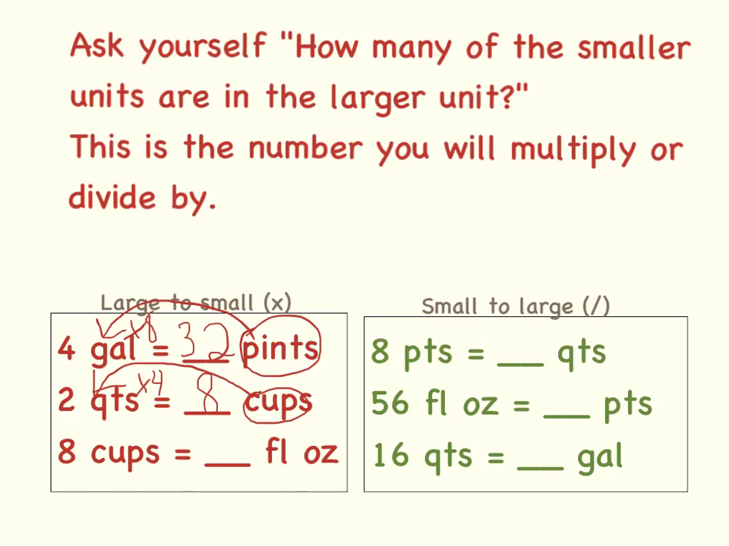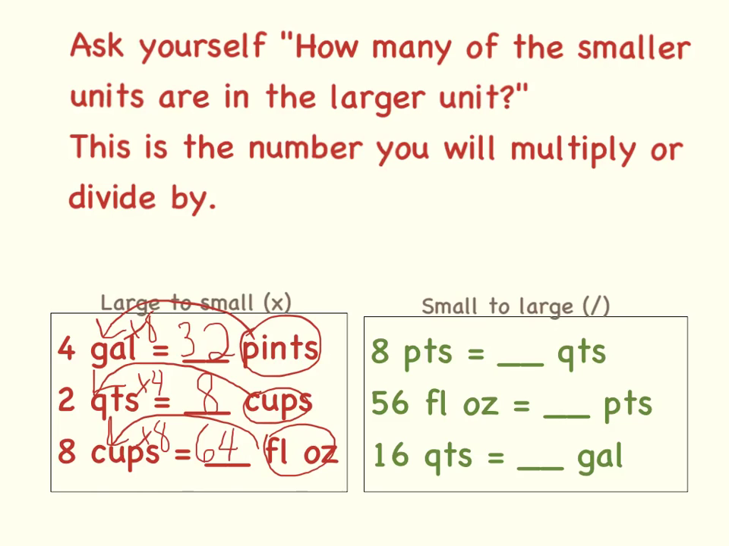And my third one, my smaller unit, how many ounces are in 1 cup? Well, there are 8 ounces, so that's what I'm going to multiply by. So 8 times 8, this would be 64. I do the same thing on the other side, but this time I'm going to ask myself how many of the smaller units are in one of the larger, and then the only difference is I'm going to divide.